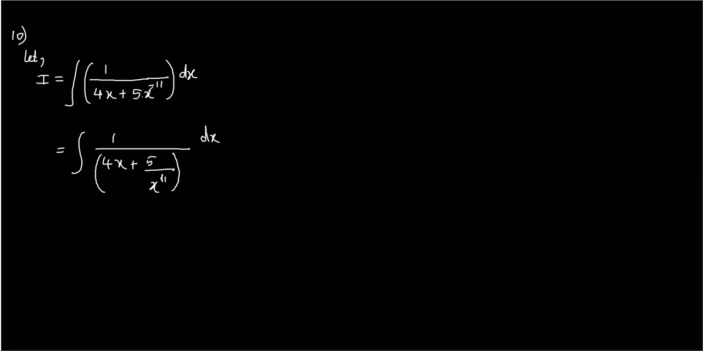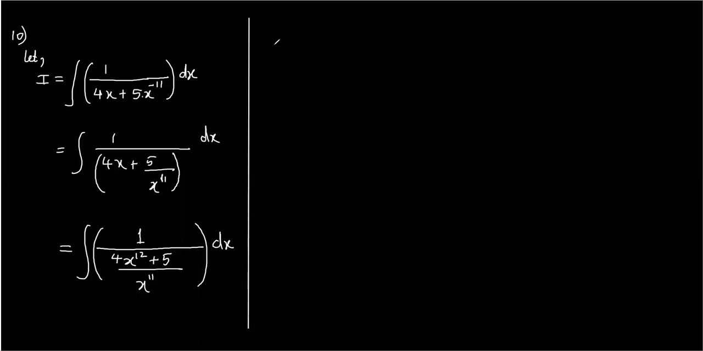So x raised to negative 11, I wrote 1 upon x raised to 11. Then the LCM in the denominator will get me x raised to 11 here. So this will become 4 times x into x raised to 11, that is x raised to 12, plus 5. And the numerator is 1 here. Okay, so next step, I will get I equals to. Now what happens next? As you all know it.